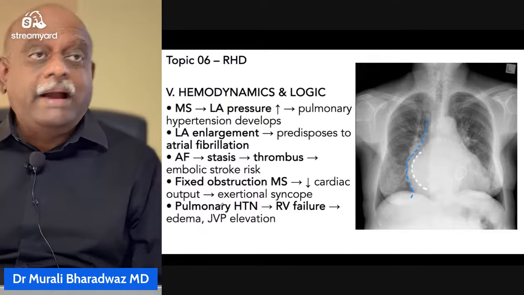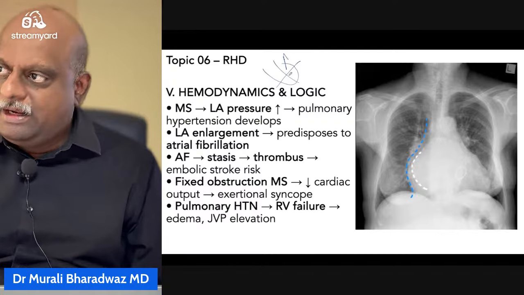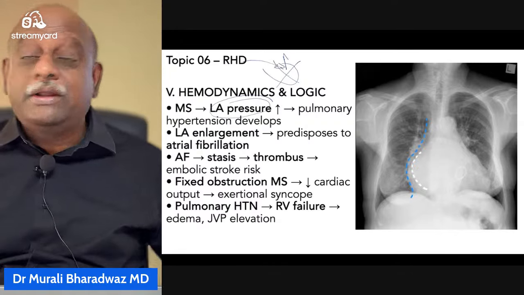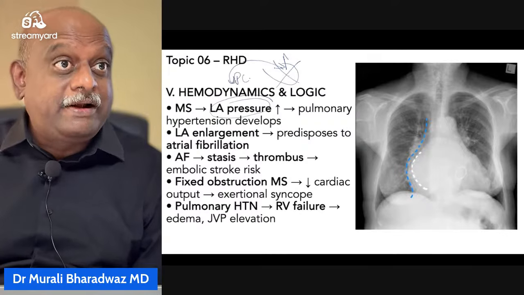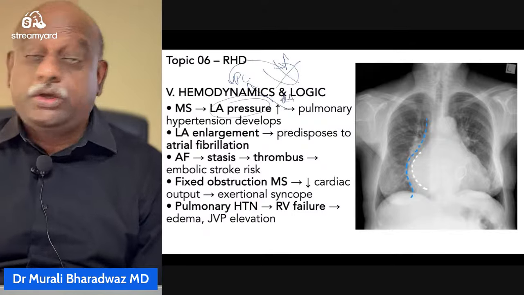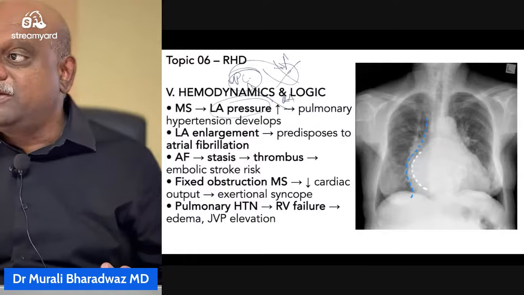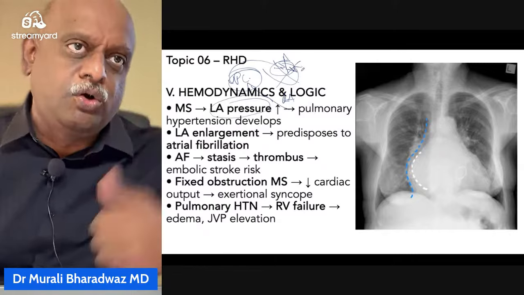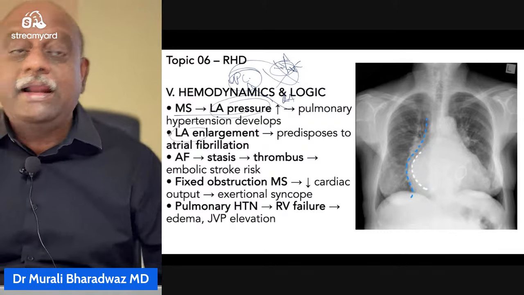Whenever mitral stenosis is there, which chamber of the heart will have a high pressure? Left atrium. The left atrial pressure will increase. Who is opening into the left atrium? Pulmonary vein. Who is opening into the pulmonary vein? Pulmonary capillaries. Who is opening into the pulmonary capillaries? Pulmonary artery. So pulmonary hypertension because of high left atrial pressure is a feature of mitral stenosis. The left atrium will enlarge.